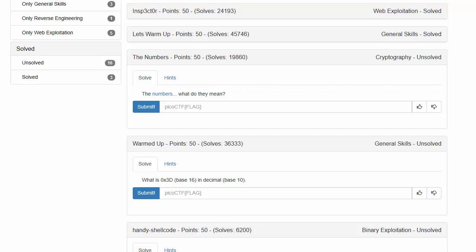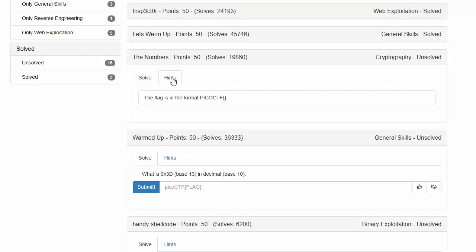picoCTF 2019. Today we're going to solve our fourth challenge problem, and it's called The Numbers, for 50 points. It's already solved by almost 20,000 people, so it can't be too difficult. And it's our first cryptography challenge problem. It says here, "The numbers, what do they mean?" So we have a link here. But before we go in on it, let's take a look at the hints. And it says the flag is in the normal picoCTF format with the brackets here.